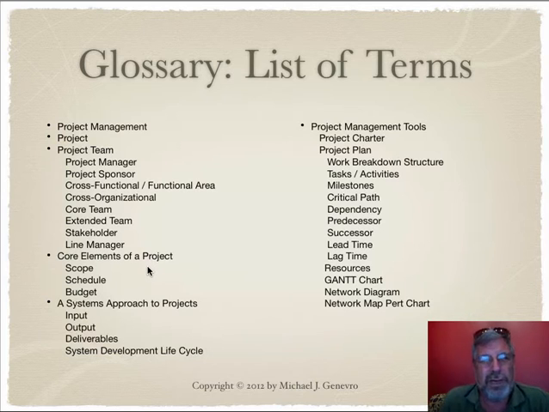There are three basic core elements to any project. Scope, what it is you're creating through the project. Schedule, when you're going to have it ready. And budget, how much it's going to cost. So we'll look at each of these core elements of a project in a little bit of detail, basically about 5 minutes for each term.